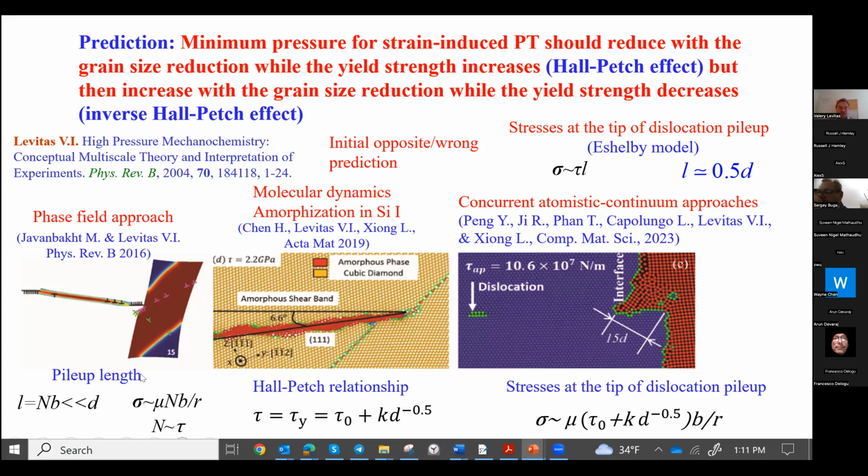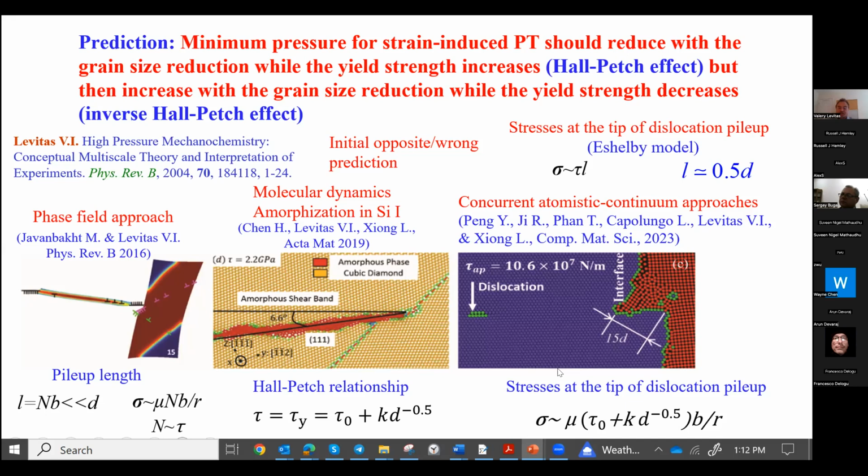And we have to consider a model of super dislocation. In this case, the number of dislocations is proportional to shear stress. Shear stress is determined by the Hall-Petch relationship. And when we put all pieces together, we obtain that the smaller the grain size, the larger the stress concentrator, and the smaller the phase transition pressure. And this is exactly opposite to what we predicted here, but corresponds to experiment.